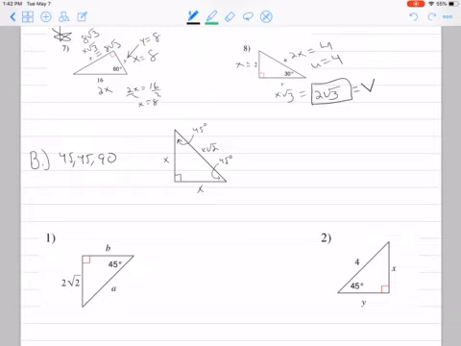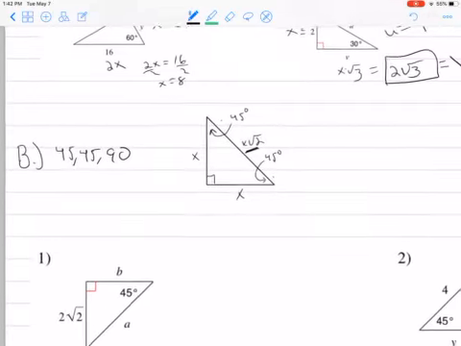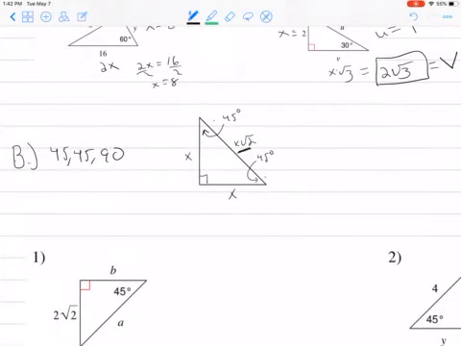Okay? And with this one, notice this angle and this angle are the same. So that means this side and this side are also the same. They both have a length of x, and my hypotenuse has a length of x root 2. Okay? And just like before it was half of something, what is this one half of?